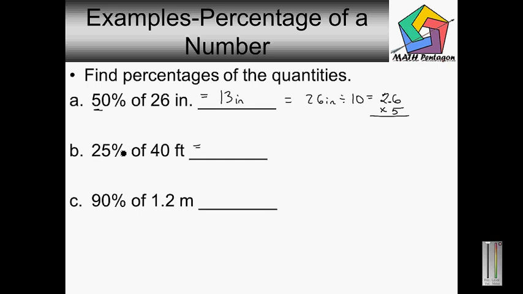Okay, we have 25% of 40 feet. Now 25% is the same as 1/4. So there's an easy way of doing this. You basically do 40 feet divided by 4, and I get the answer of 10 feet. So the answer to this would be 10 feet.